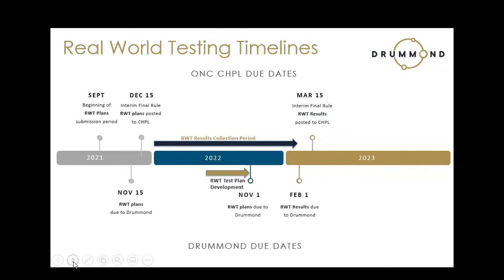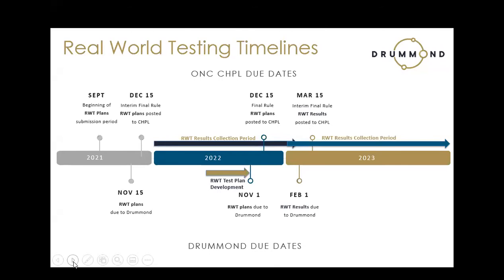Reminder two, real world testing is an annual requirement. Therefore, while you are deploying and implementing your real world test plan that you wrote last year, you have to think about there is another real world test plan that is due this year. That is due to the ONC ACB here at Drummond by November 1st, so that it aligns per the final rule. Another real world test plan gets added to your CHPL listings by December 15th of this year.